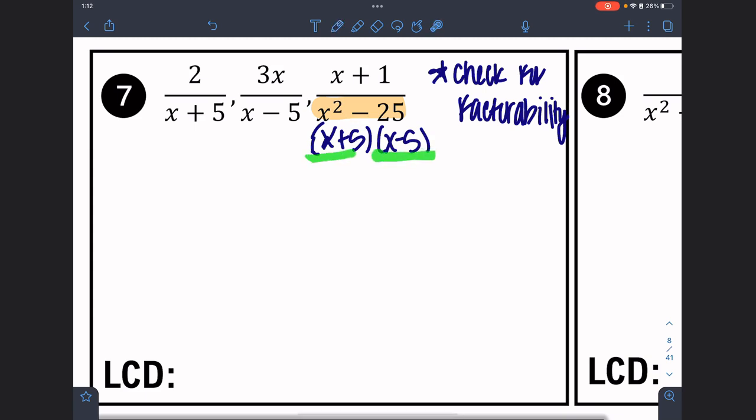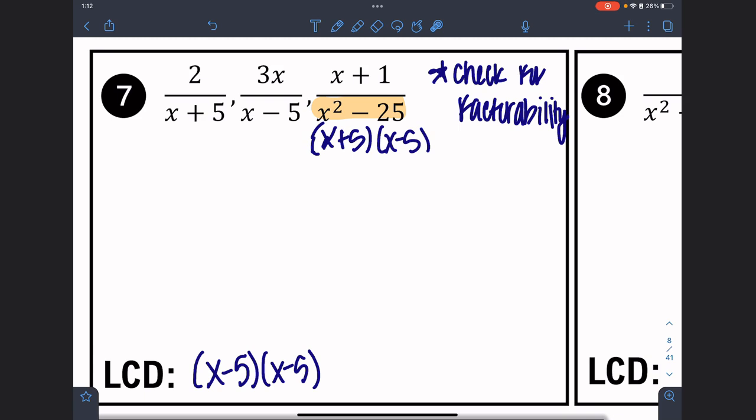These are repeats, right? Here's kind of my least common denominator. I have x plus 5, x minus 5. How would I get this one to look like that? Well, I'd have to multiply this group by an x plus 5. How could I get this to look like that? I'd have to multiply this one by an x minus 5. And then at that point, all of my denominators have an x plus 5, x minus 5. So that is my least common denominator, right?